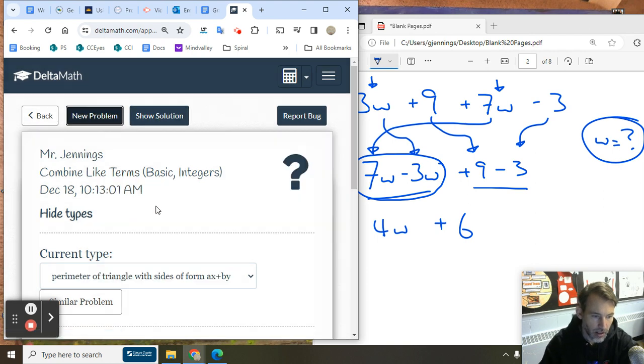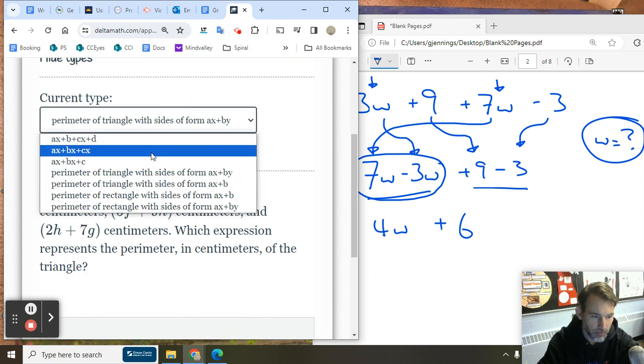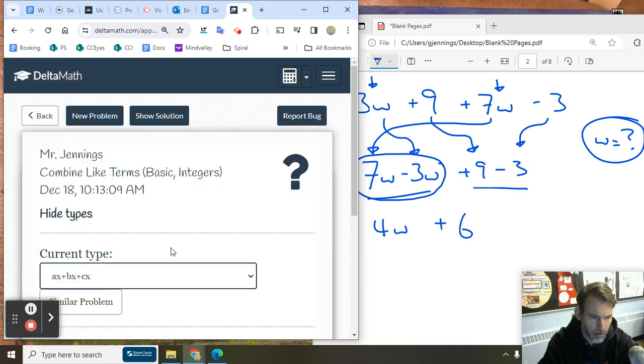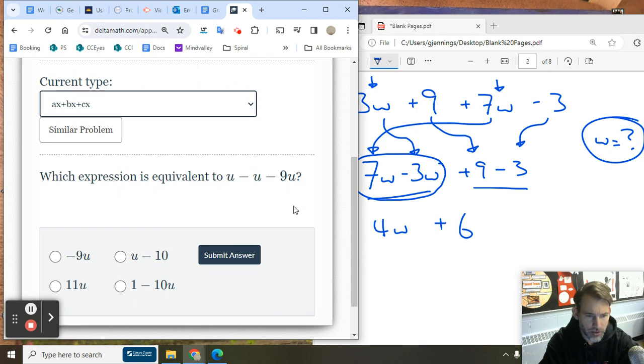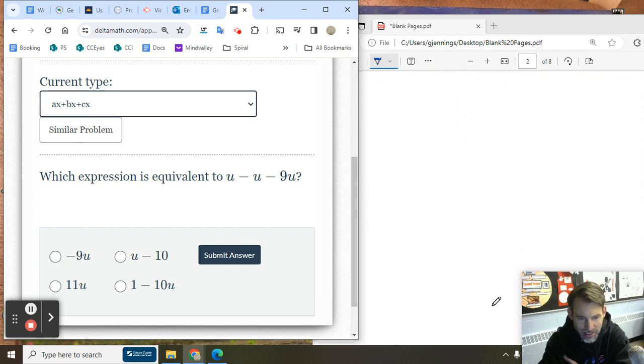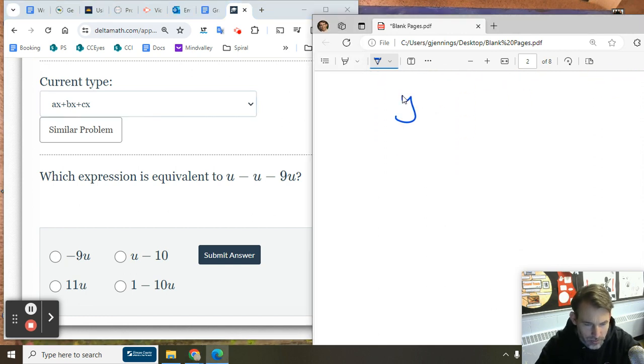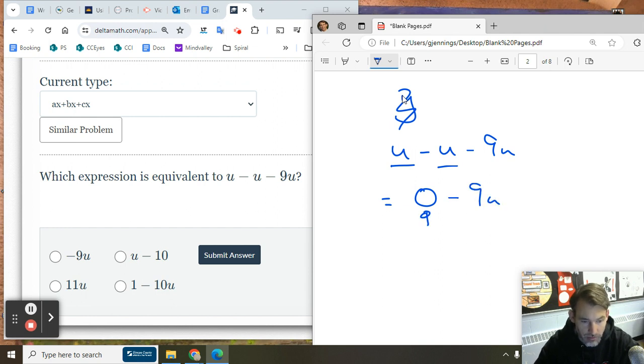Hooray, new one. Yeah, we'll get there. Okay, let's do x plus bx plus cx like this. Okay, which expression is equal to u minus 9u? Okay, u minus 9u. Okay, well, we can copy it out. U minus 9u. Okay, so I've got a u, and then someone takes it away. So u minus u, that's just 0 minus 9u.